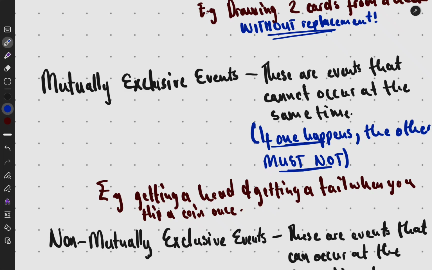So is it possible to have two events that are independent and mutually exclusive? For independent, we say the occurrence of one does not affect the probability of the other. But here, in mutually exclusive, if one happens, then the other cannot happen, which means if one happens, then the probability of the other will be zero. So that means that these events are not independent.